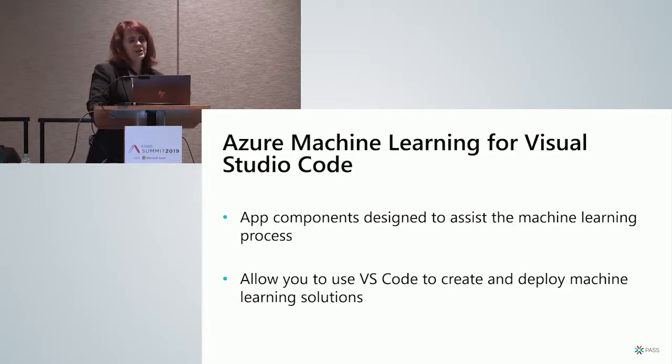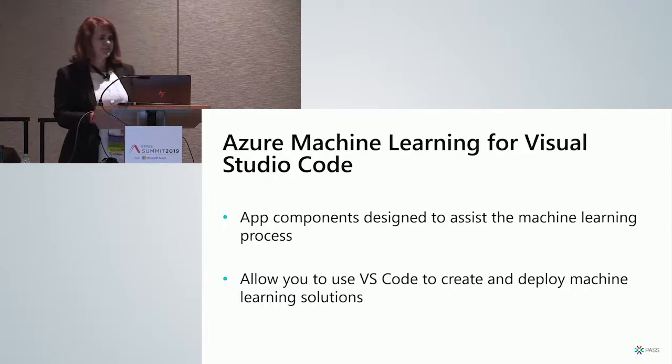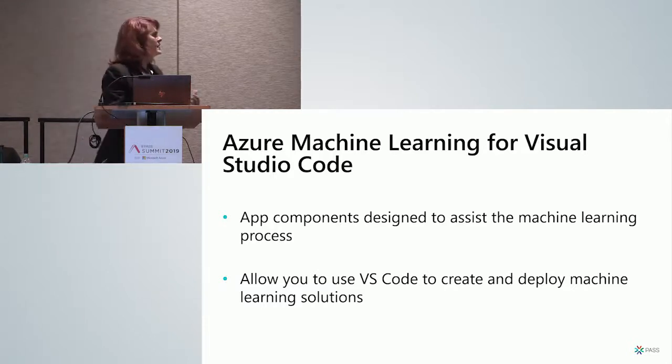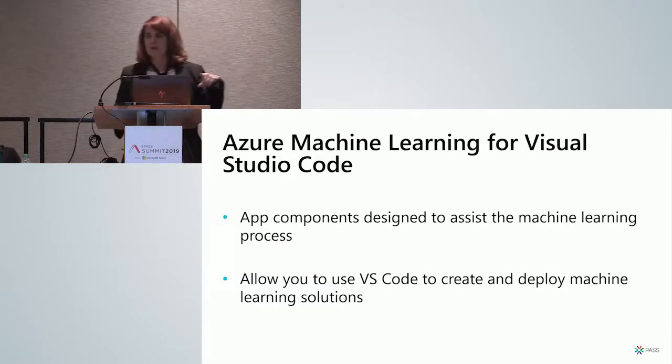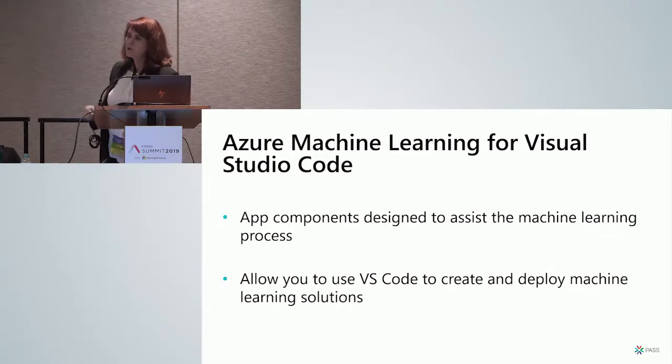There's also Azure Machine Learning for Visual Studio Code. That's a set of components designed to assist in machine learning. And with that, you can use VS Code to create and deploy machine learning solutions. So you would deploy those to your ML workspace. And that could be where you might write your ONNX code within VS Code and then upload it there.